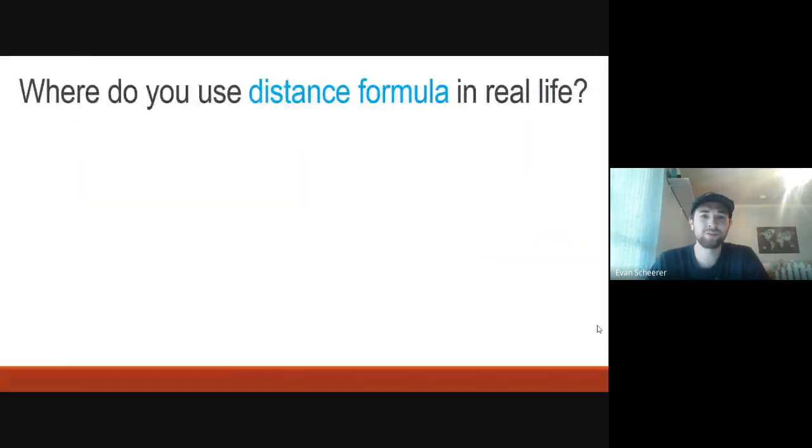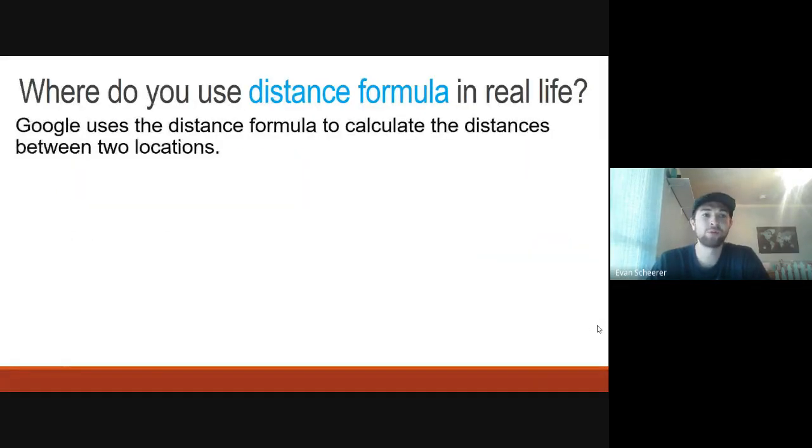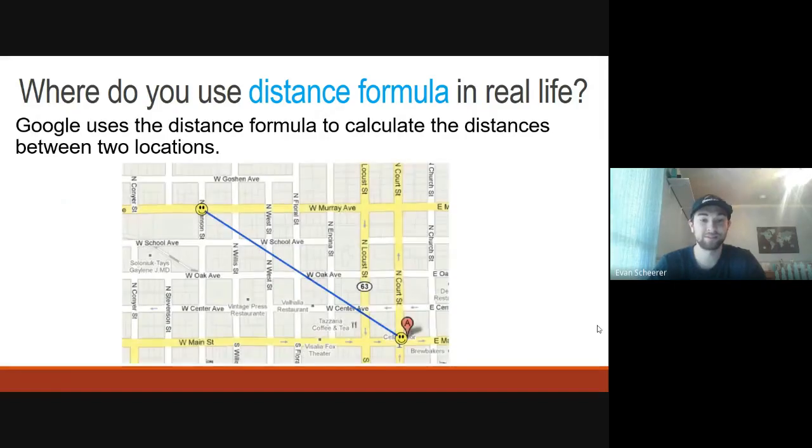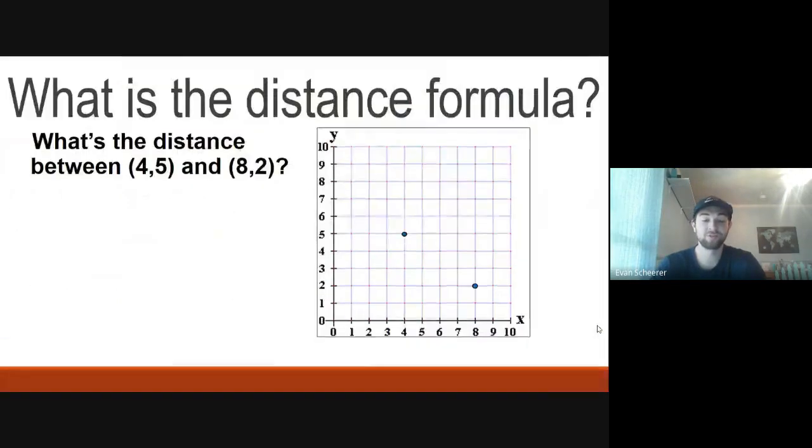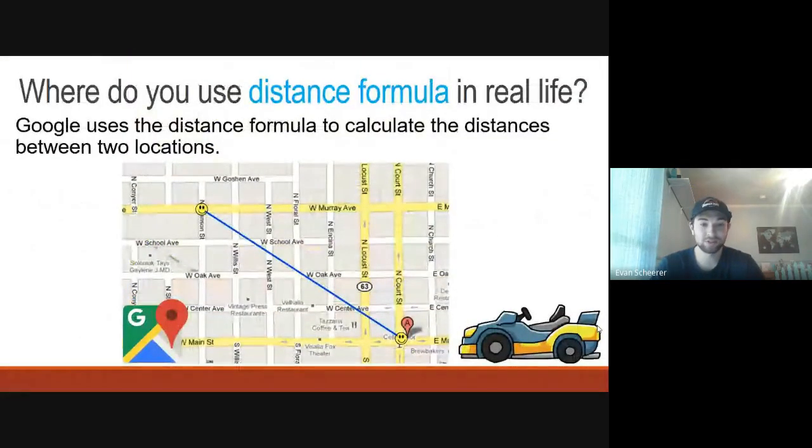So where do you use distance formula in real life? Well, Google uses distance formula to calculate the distances between two locations, right? It's not always going to be a straight line. If it was a straight line, you could just count 1, 2, 3, 4, 5, 6, 6 miles, right? But what if it's diagonal? You can't go from this position to this position if it's a street. You have to go up and across, right? So Google Maps uses distance formula to calculate distance. You can't cut across. So instead, you have to move vertical and horizontal. You can't just diagonally cut across, right?